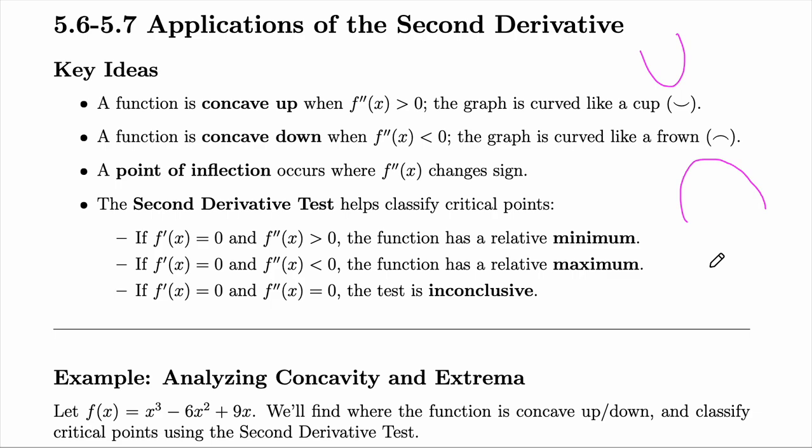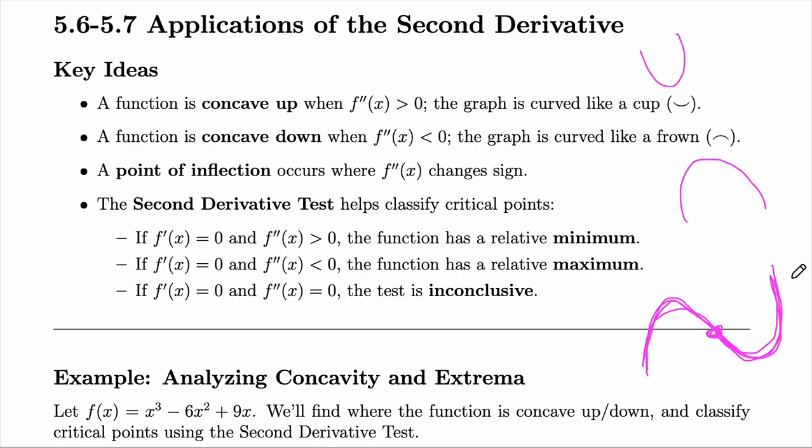So the next key term to know is what a point of inflection is, and that's when the sign of the second derivative changes. So that would look something like this. Over here, we're concave down, but then at some point, let's say about there, we change and go to concave up. So whenever you're going from concave down to concave up or vice versa, that point is called a point of inflection.